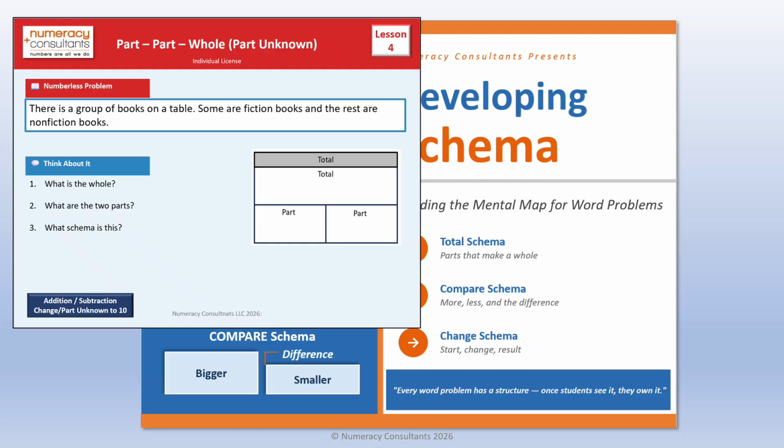So you'd go through and ask, well, what is the whole? There are no numbers here, so the whole would be the books on the table, right? Then we'd say some are fiction right here, and the rest are nonfiction. So again, we're using these numberless problems to build the schema. There are the prompts right here, and it tells you when you're done with this, where to go to do the actual lesson for it. There are 2 parts to the lesson, and this is your very first one.